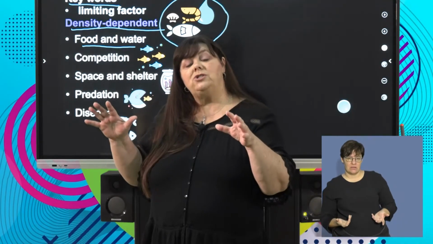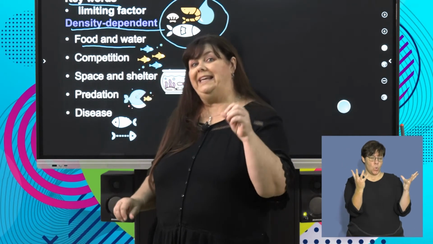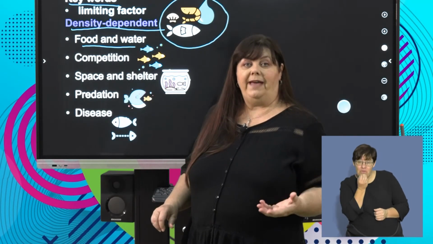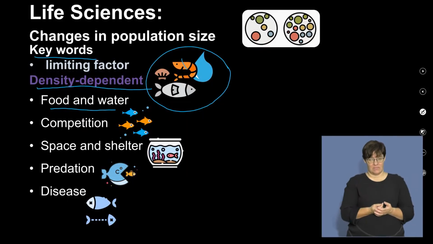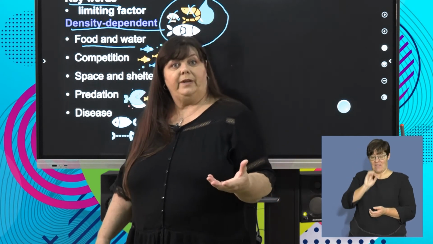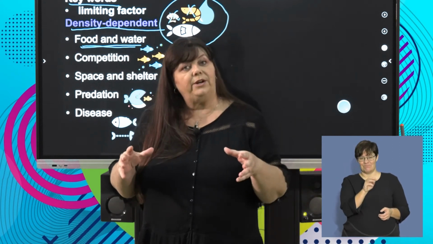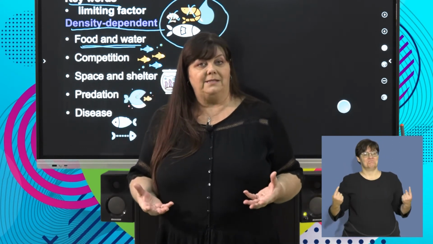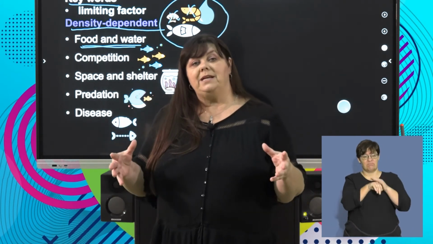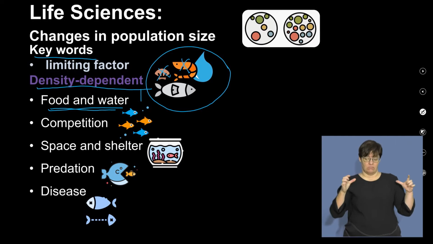If our lake starts to dry out in the hot summer months, there's going to be less water available. There's going to be less food available if the food starts dying because of the lack of water. So food and water are definitely factors that are going to limit the population size. If we haven't got enough food or enough water, our population size is probably going to decrease.